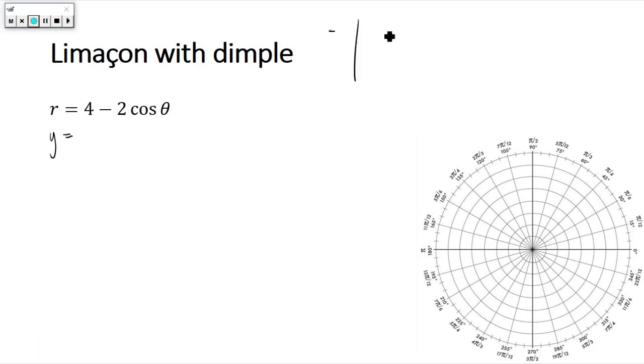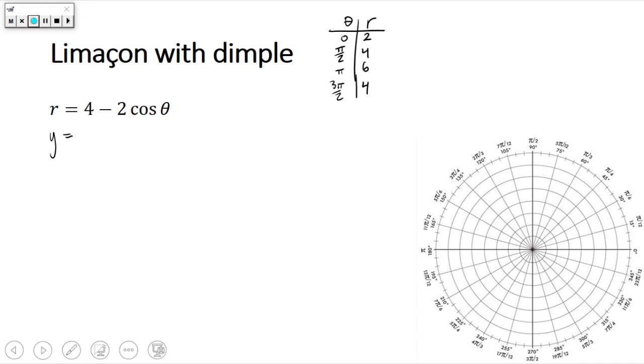The table of values. Again, you're going to pick those cardinal angles, which were 0, pi over 2, pi, and 3 pi over 2. And when you plug those in, if you plug in 0 for cosine, you get 1, so 4 minus 2, that'd be 2. When you plug in pi over 2 for cosine, you get 0, so that'd just be 4. When you plug in pi for cosine, you get negative 1, so it'd be 4 minus 2 times negative 1, so at pi this would be 6. And then 3 pi over 2 would be 0 for cosine, so 4 minus 0 is just 4.